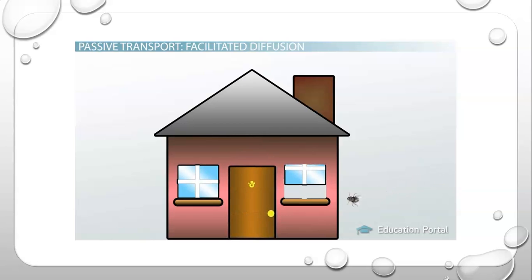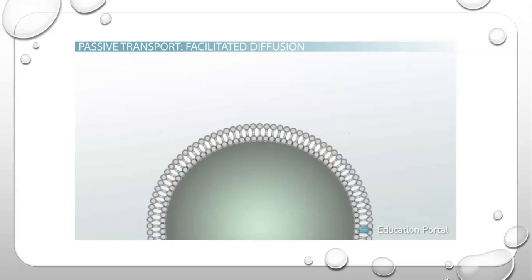A fly might come through an open window on its own, while a squirrel could come down your chimney. There are different types of passageways into the cell, just like there are different ways to get into your home, depending on who or what is trying to get through. So each method of passage through the cell membrane might be useful to different molecules.